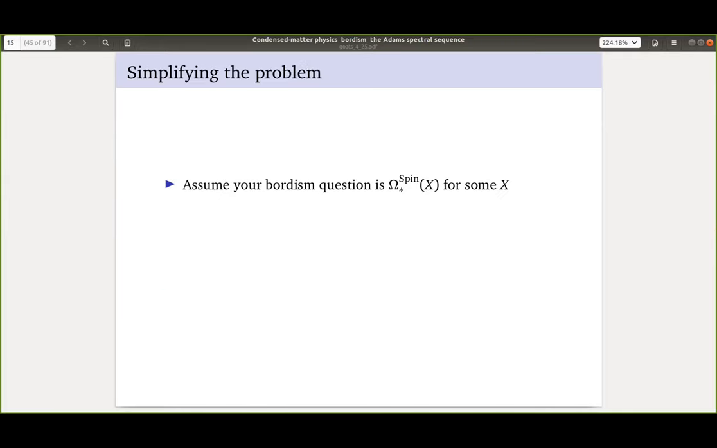So the Steenrod algebra, I told you, is infinitely generated. So computing its Ext is hard. Okay, well, that's not an implication, but it is true. And we'd like to make this problem simpler. So let's make an assumption that we care about spin bordism. So bordism of a manifold with a spin structure and a map to X, where X is a space, maybe a spectrum, if you know what that is. I'll go about justifying that assumption later.